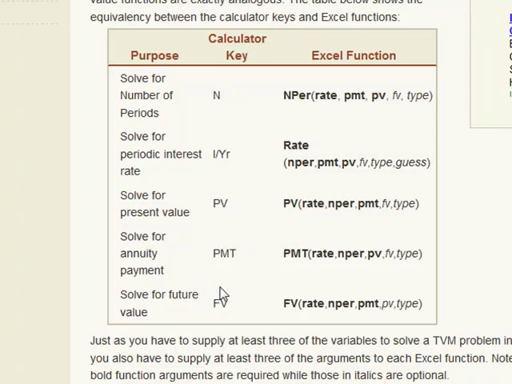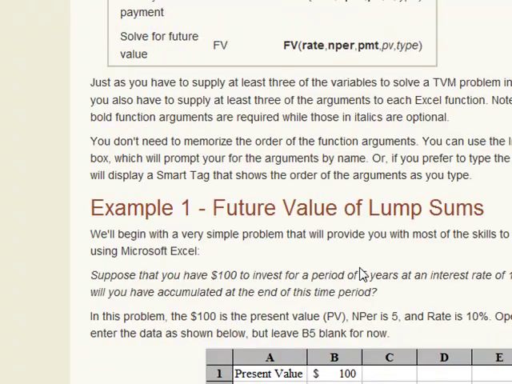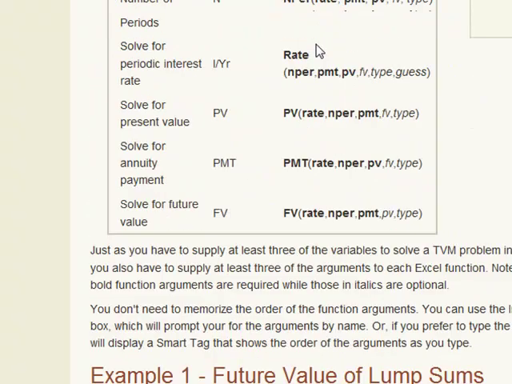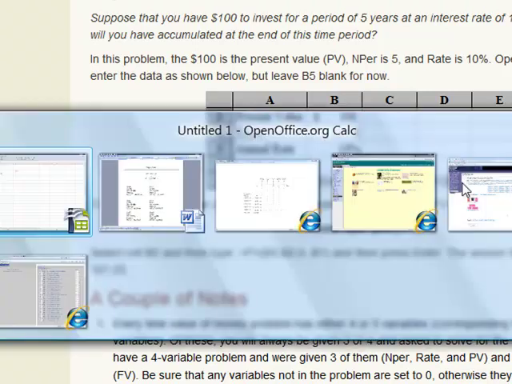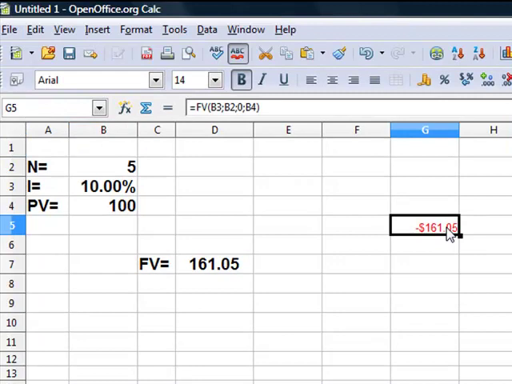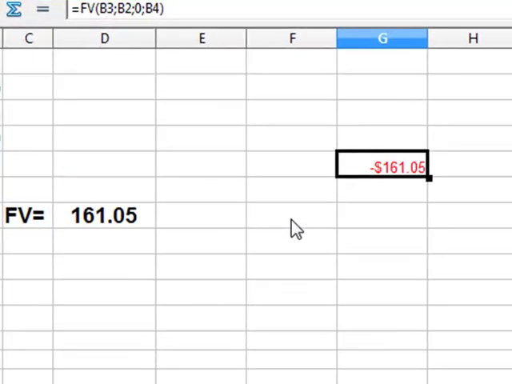Payment, future value, future value. The only ones that are different are these two. But you can also see that it's here. This is what we just did. You can see the future value of a lump sum, and you can see what you can type in. It's exactly the same as what we just did in Open Office. It's this command, future value, and you link to the variables that you need.